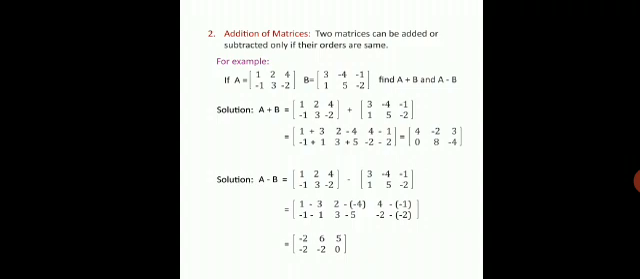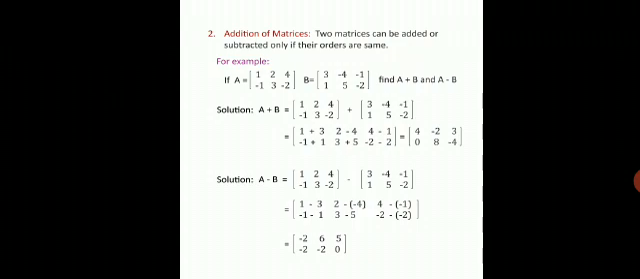Second row, minus 1 plus 1 is equals to 0, 3 plus 5 is equals to 8, minus 2 minus 2 is equals to minus 4. This is the answer for the addition of two matrices A plus B. Similarly, we will do for subtraction A minus B, that is equals to matrix A minus matrix B. The corresponding elements have to be subtracted.